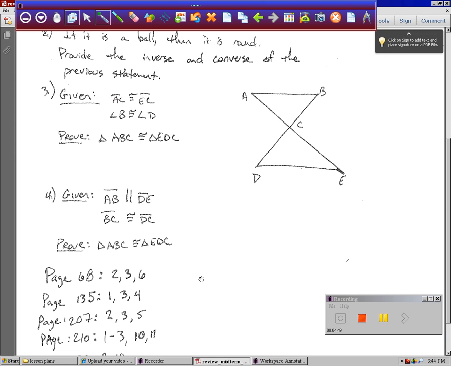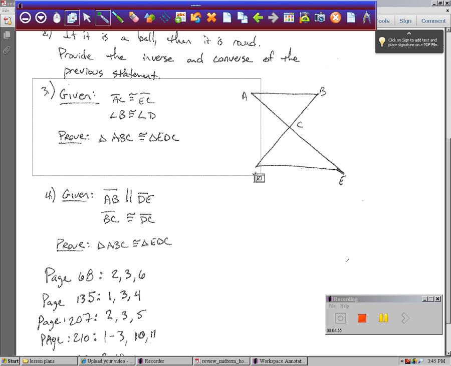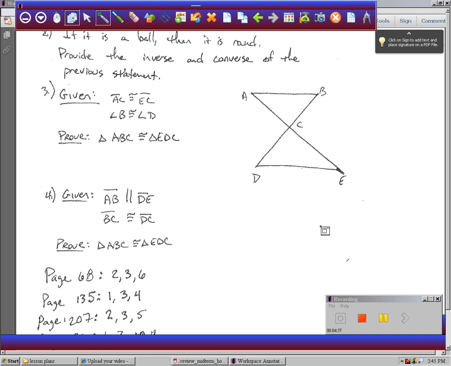Let's go with the number 4. So it's the same diagram. So pardon me, but I've got to get all of it in here. So here we go.